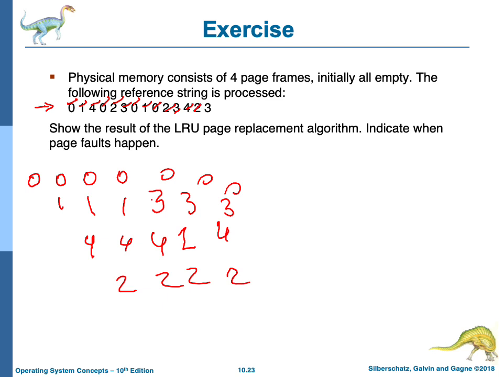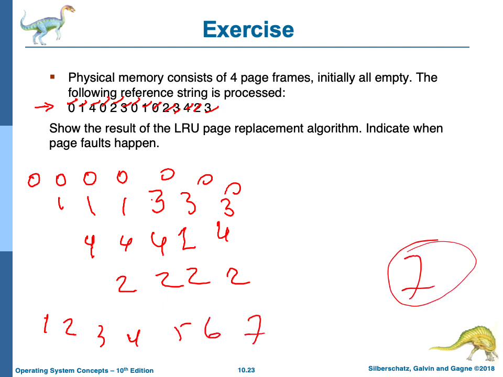Next reference to page 2 is already in memory. 3 is already in memory. So the total number of page faults is 1, 2, 3, 4, 5, 6, and 7. So a total of 7 page faults. So when we did this exercise with the optimal algorithm, we ended up with only 6 page faults.